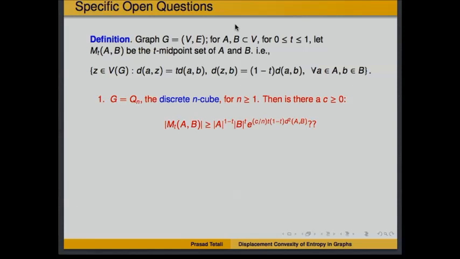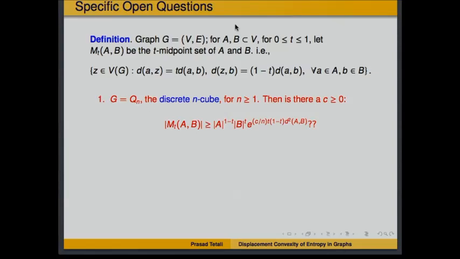So this I ask for the discrete n-cube. You can ask for your favorite graph. And once again about the quantifiers: you would like to show there exists a constant, because I've given the dependence on c over n here. For the discrete cube, we would like to show there exists an absolute constant c so that for every A and B subsets of vertices of the cube, the inequality holds.